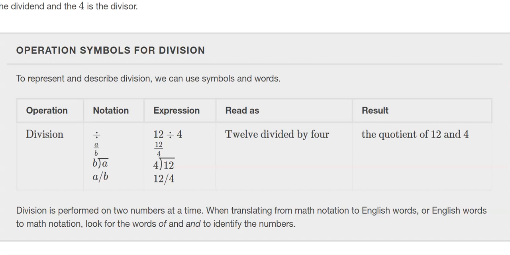To start with notations, we have operation symbols for division. Just like multiplication, you have multiple ways of denoting division. You have the division symbol, with a dot up, a line, and then a dot below. Then you have the division bar, like A over B, as you see here.